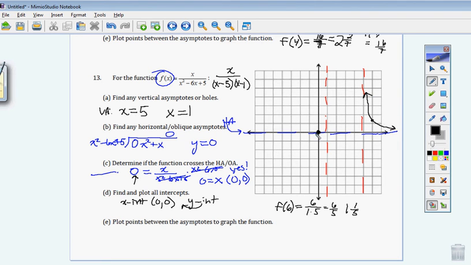All right, now what's going to happen in here? I think most people would go to 3. So let's do f of 3. We need some more points for this one. All right, so f of 3.